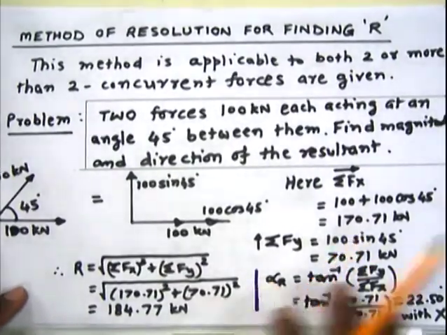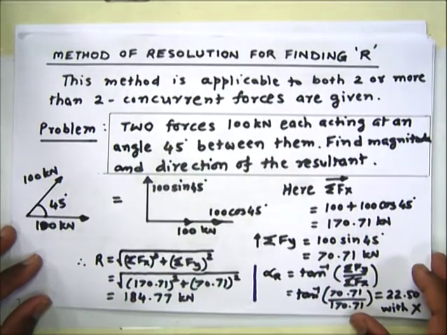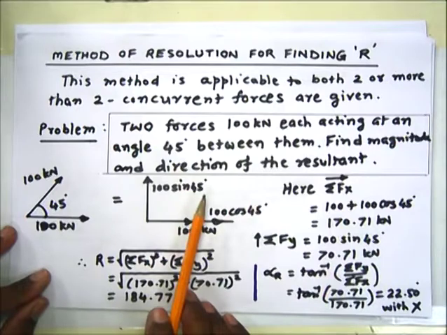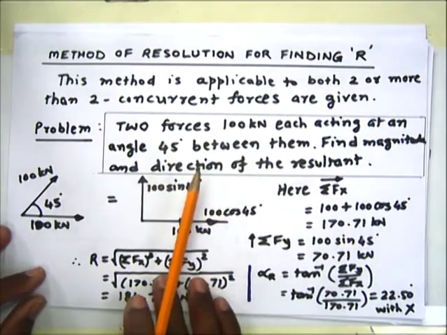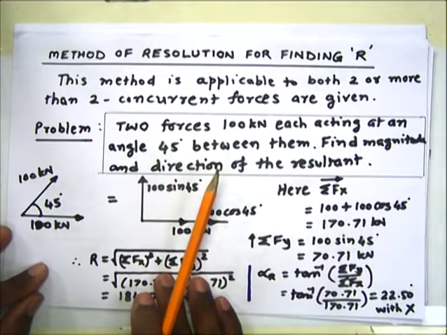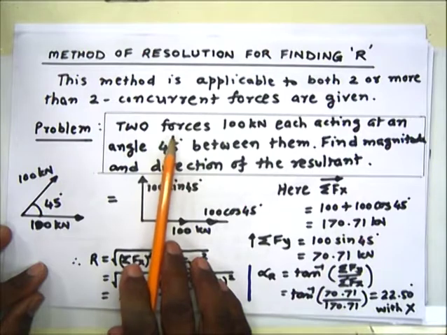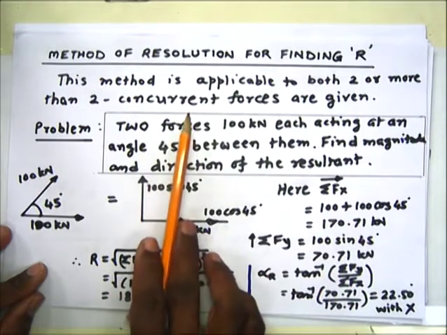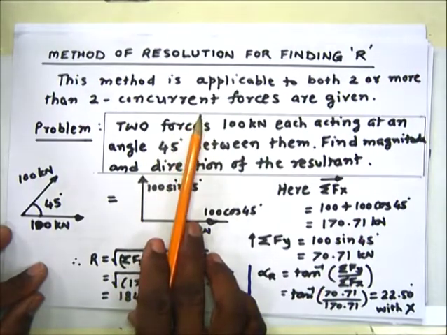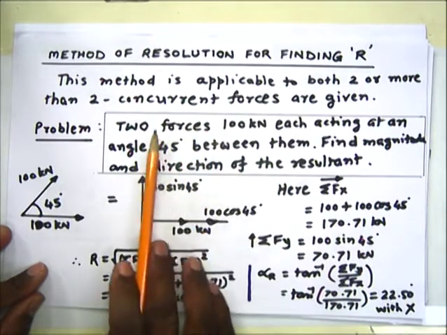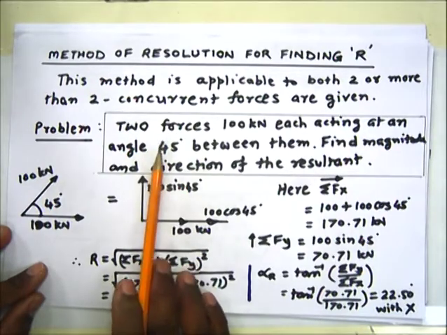Then to find the method of resolution for finding r. This is the method for one numerical problem for finding the resultant force by means of resolution. As I remind you, we can find the resultant of two concurrent forces by the resolution method, by the parallelogram method, or by the triangle law method. But here we are solving this problem by resolution.